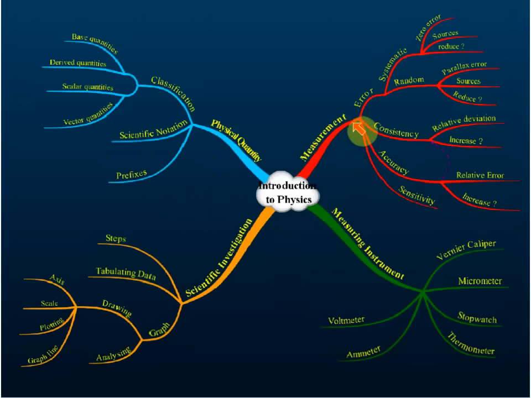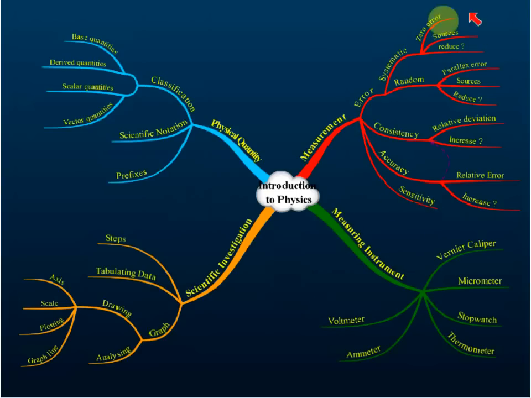After error, you need to know consistency, accuracy, and sensitivity. For consistency, you need to know relative deviation and how to increase the consistency. For accuracy, you need to know what relative error means and how to increase the accuracy. You also need to know the difference between accuracy and consistency. And after that, you need to know what sensitivity means. Usually this is related to an instrument, how sensitive an instrument is to measure physical quantities.